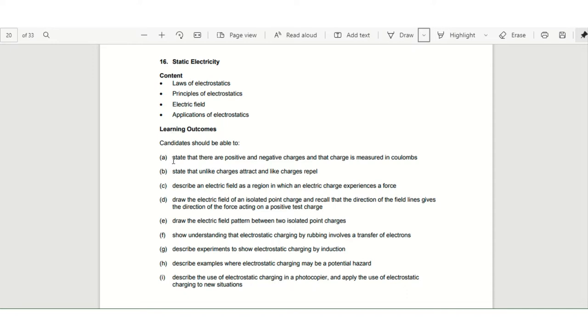In part A, you are asked to state that there are both positive and negative charge, and charge is measured in coulombs. So the SI unit for charge is the coulomb. In physics, we usually denote Q as charge, and the symbol for coulomb is capital C. So for example, if you have 3.6 times 10 to the power of 19 coulomb, this would be its charge. This is how you write it.